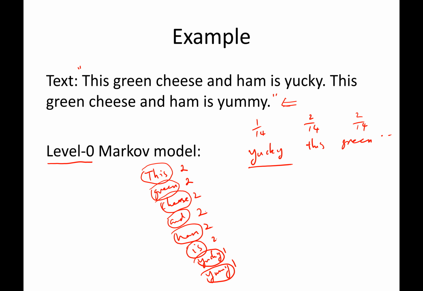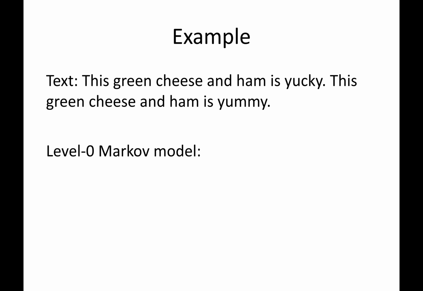So you use a random number generator. The first value you generate may be yucky. Then you generate a random value again, and based on the probability you may get this, and then the next one may be is, and so on. As you can see, each word is totally independent of the others. This is level 0. As you can imagine, the sentence you generate probably doesn't make any sense, because you didn't use any pattern inherent in the training text.